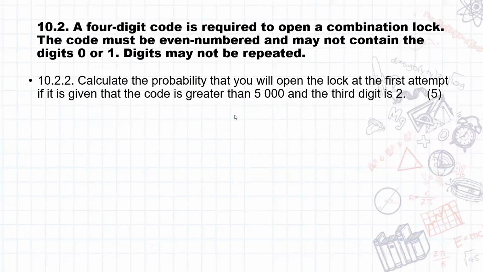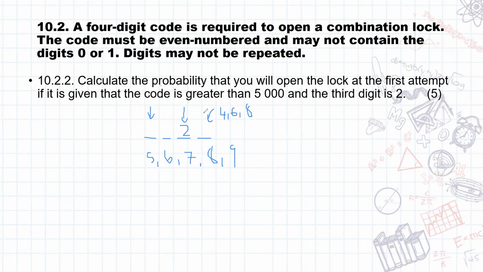Now, 10.2.2 follows on. It says, calculate the probability that you will open the lock at the first attempt if it is given that the code is greater than 5,000 and the third digit is 2. All right, so going back to the original information that we have, it means the first digit is bigger than 4. So the possible answers that we have for here would be 5, 6, 7, 8, or 9, right? The third digit is 2 and only 2. And then that only gives us 3 options for the last digit, which would be 4, 6, and 8.